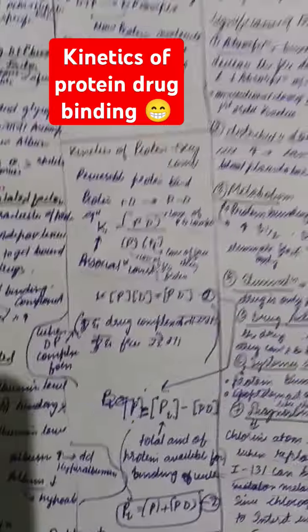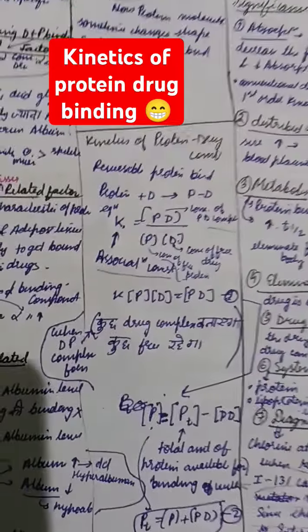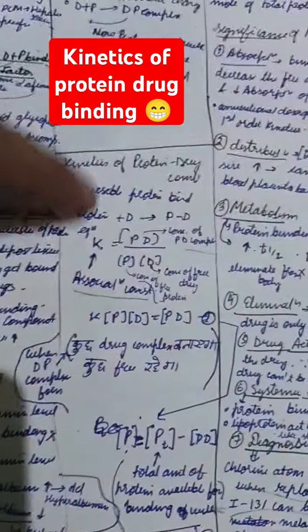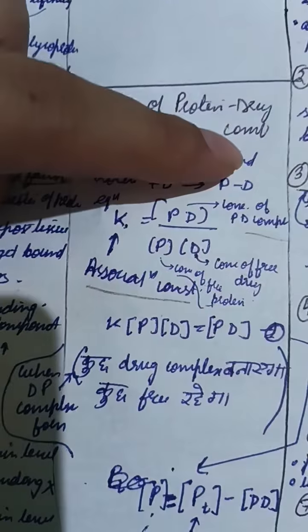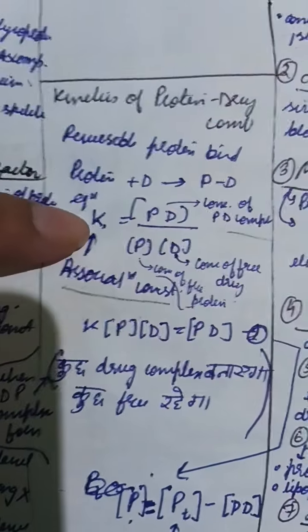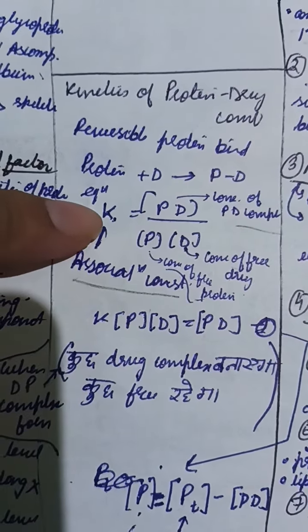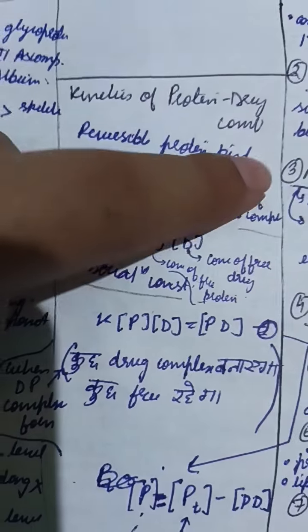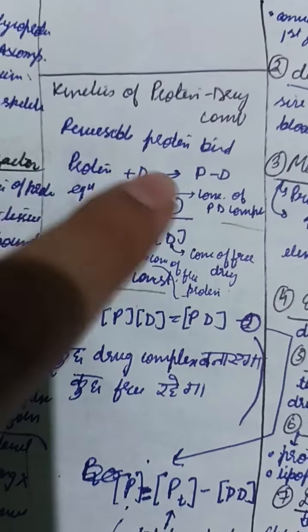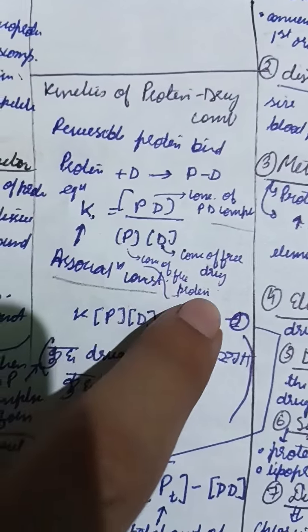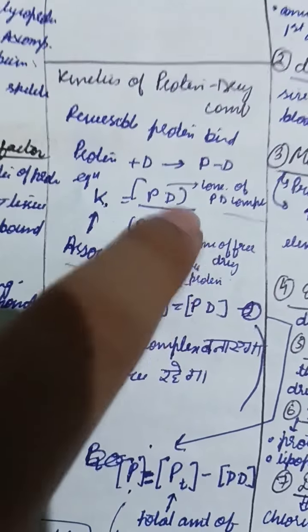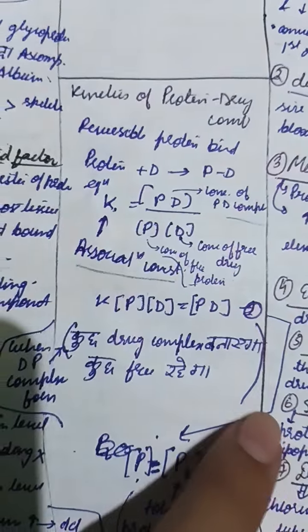Study about the kinetics of protein drug binding. It is a reversible protein drug binding we had studied: protein plus drug is equal to protein drug complex. Now K, the equilibrium constant, is equal to [PD] complex upon [P] into [D], where [D] is the concentration of free drug, [P] is the concentration of free protein, and [PD] is the protein drug complex concentration.